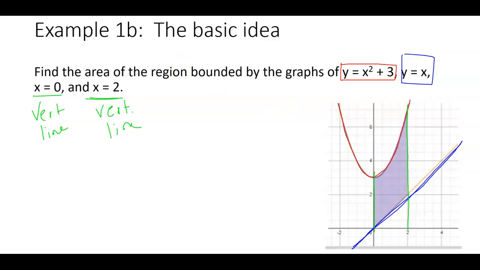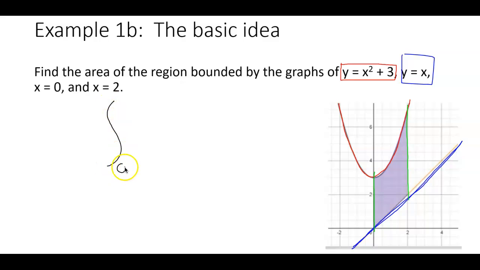And so the purpose of the x equals 0 and x equals 2 is that those are our limits of integration. So the functions don't have to intersect, but if they don't intersect, then the problem that they give you will have to clarify what the starting point is and what the ending point is for the area that we're interested in. Okay, so let's go ahead and set up this integral.